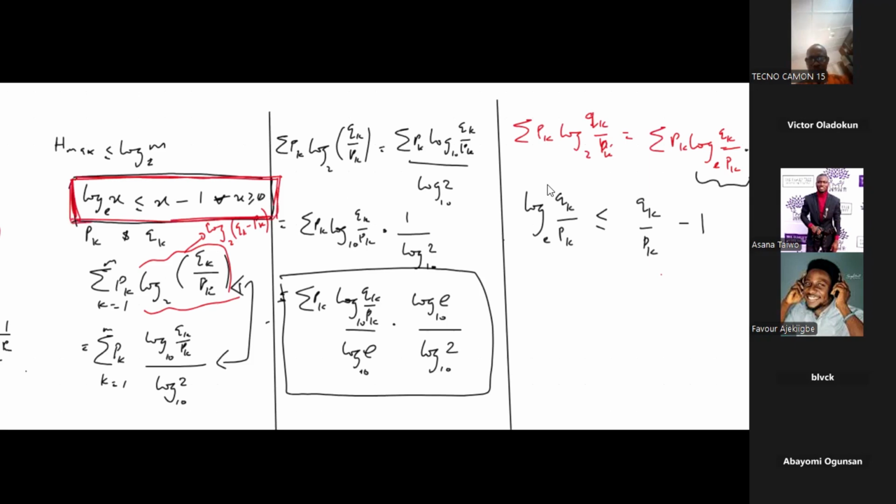Now, we already mentioned that this property is a property of natural logarithm, just the same way we understand the laws of indices and the laws of logarithm. So this, for which we have log x base e, is less than or equal to x minus 1.